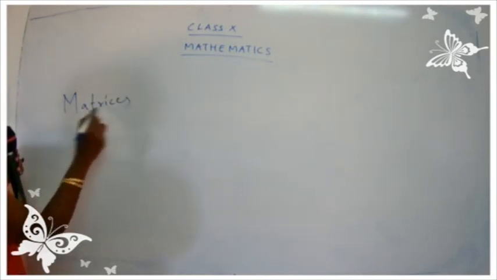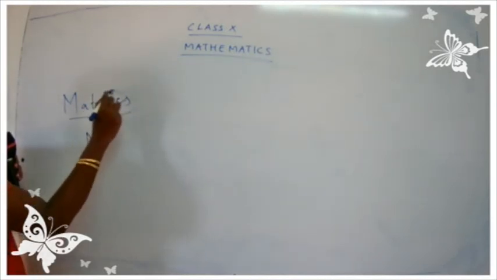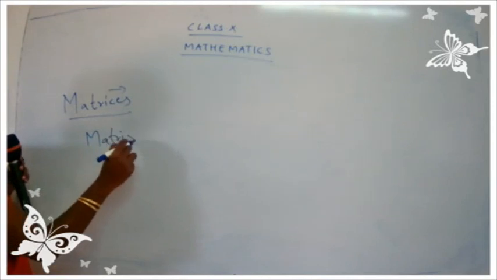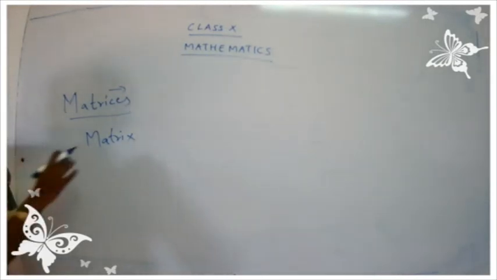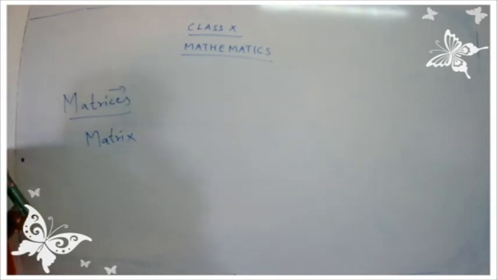Okay children, here this is a plural form and the singular form is matrix. We may call it as matrix, and if you use more than one matrix, you may call it as matrices. What is this children? Matrix. M-A-T-R-I-X. Matrix. The plural form is matrices.